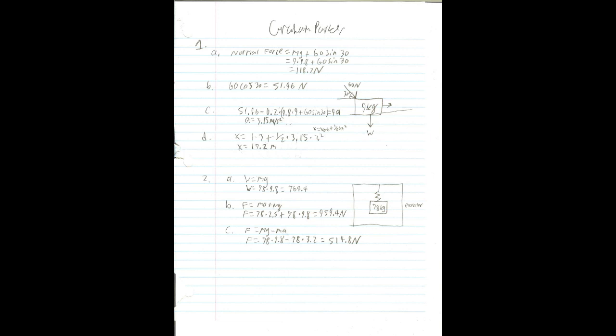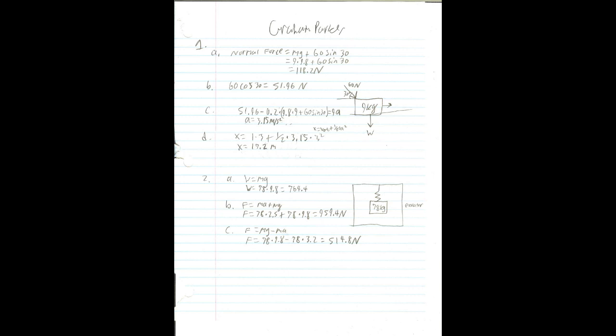Okay, C says, how fast is the box accelerating? So to find the acceleration, you do 51.96, which was the horizontal, minus 0.2, which is the coefficient of friction, times 9.8 times 9 plus 60 sine 30, and you get 9a. So the acceleration is 3.15 meters per second squared.